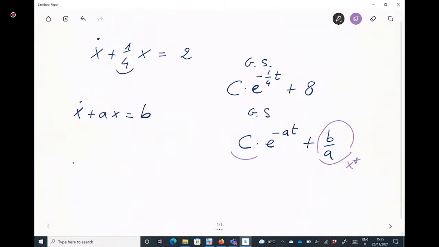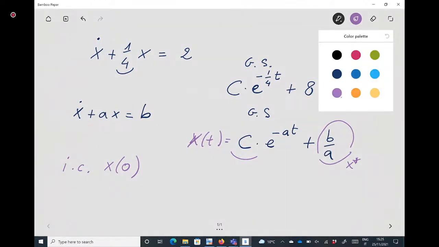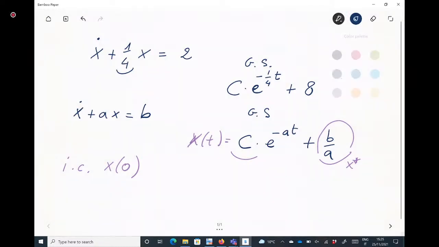Now, if I apply the initial condition that x at time 0, well, this is x at time t, in general, a family of solutions, because it is an integral. Solving differential equations means basically finding integrals, because we start from derivatives, right? So x0, we want this to be equal to a specified value, we leave it as a parameter here. We don't specify 10, 12, okay, 2. It's x0. So what is x at time 0? It's c plus b over a.